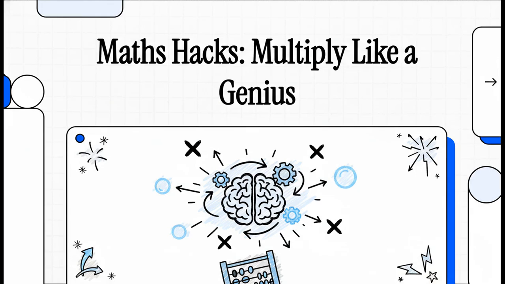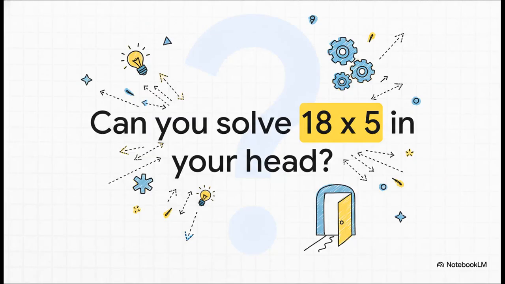Have you ever wished you could just solve maths problems in your head super fast? Well, today we're going to unlock some awesome math hacks that'll have you multiplying like an absolute genius. Let's jump right in. Okay, so take a look at this. 18 times 5. Looks a bit tricky, right? Like you'd need a calculator or something. But what if I told you there's a secret to solving this in a few seconds? Stick with me, and by the end of this, you'll know exactly how to do it.